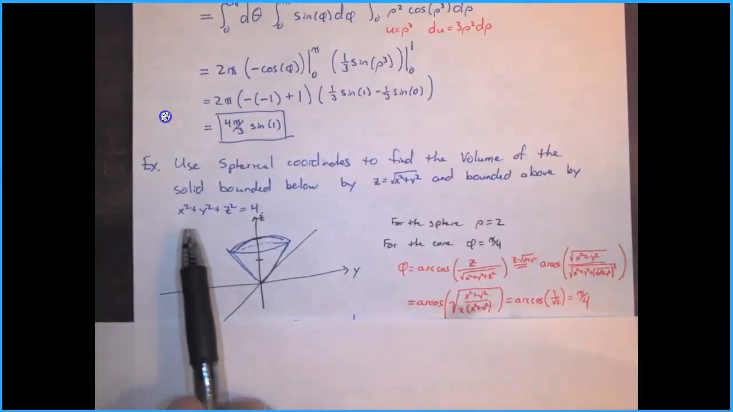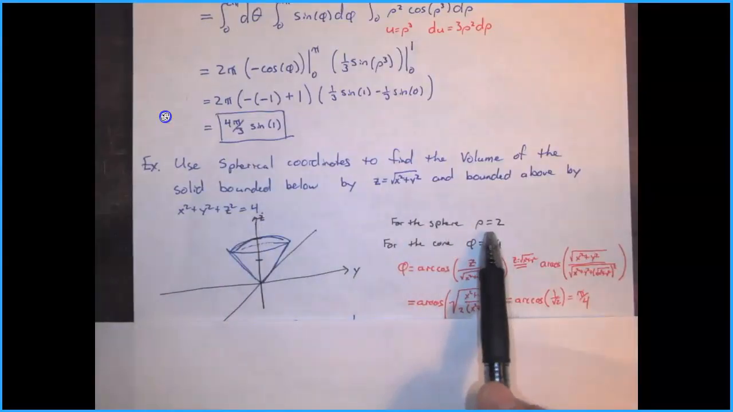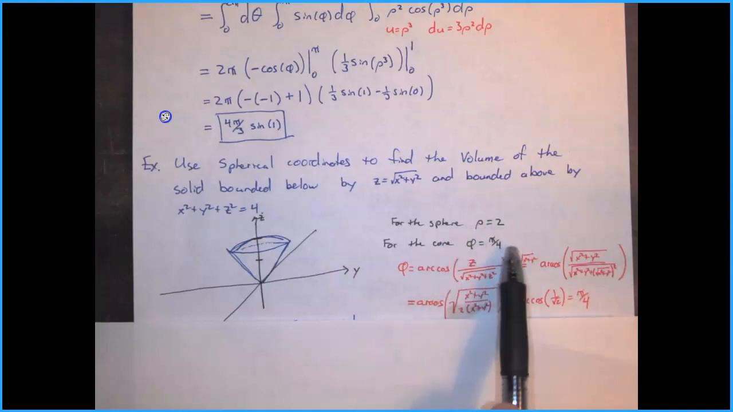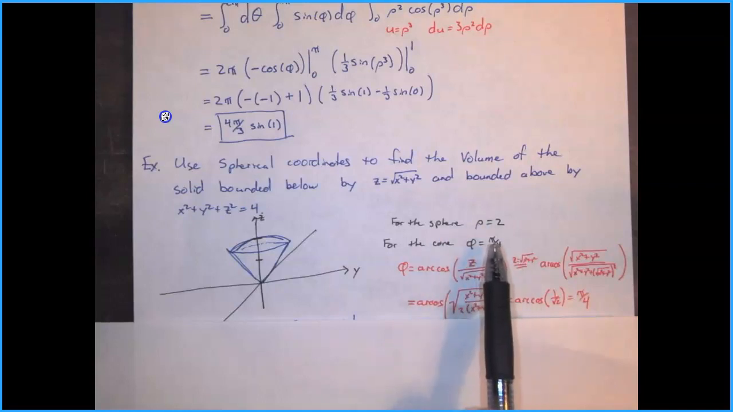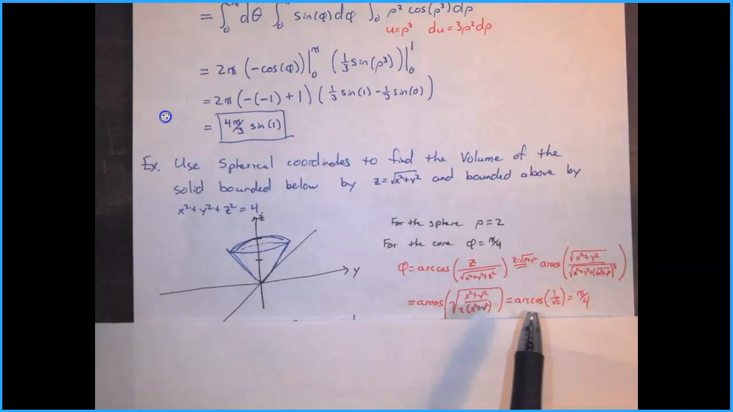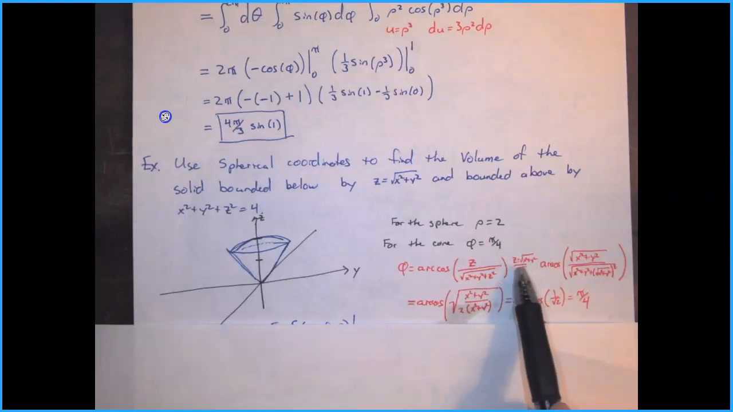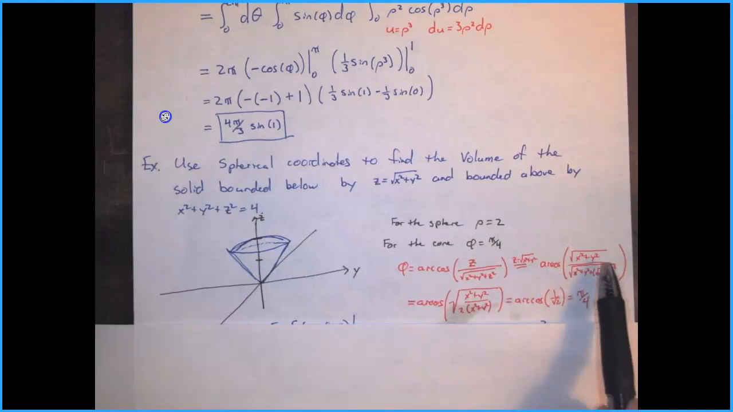In spherical coordinates, this sphere is just rho equals 2, so it's a sphere of radius 2. And the cone is just phi equals pi over 4. We talked about this in the first video for section 15.7, but if you're not sure, we can use this equation, phi equals arc cosine of z over the square root of x squared plus y squared plus z squared. And since we're concerned about the equation for the cone right now, z equals the square root of x squared plus y squared. So I can substitute square root of x squared plus y squared for z.